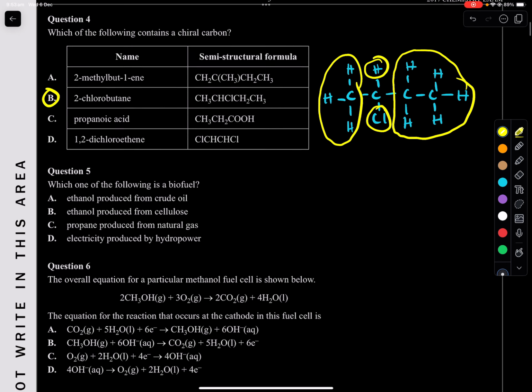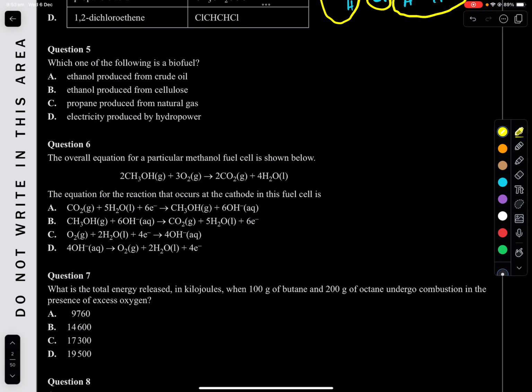Great. Question 5. Which of the following is a biofuel? Remember, what is a biofuel? This is what I always tell students. So just think of it. When you're talking about consumption, consumed, replenished. I always say replenished. So we have replenished and consumed.